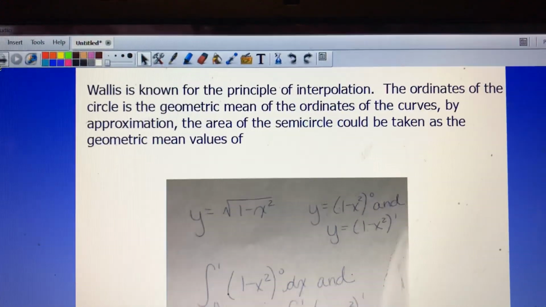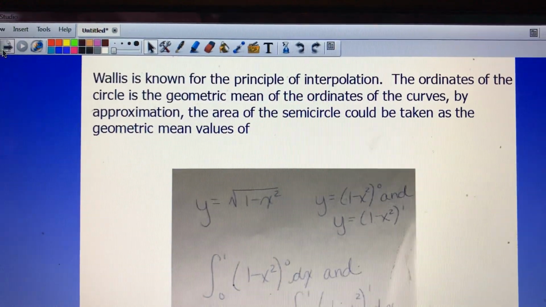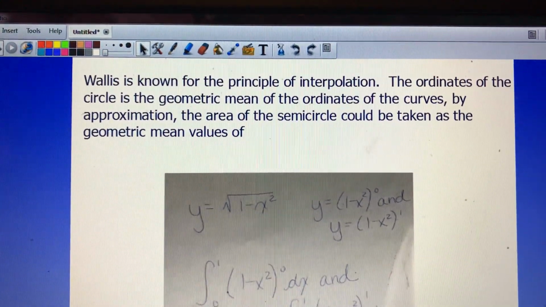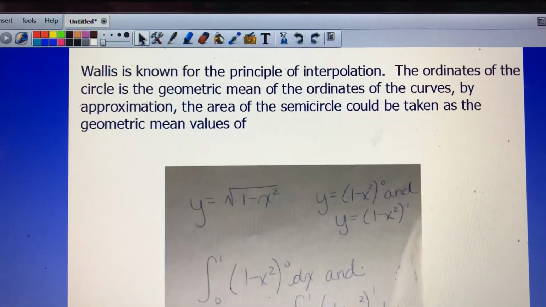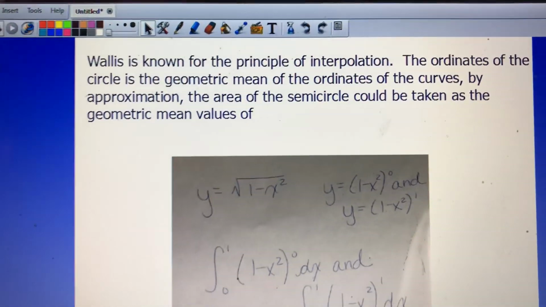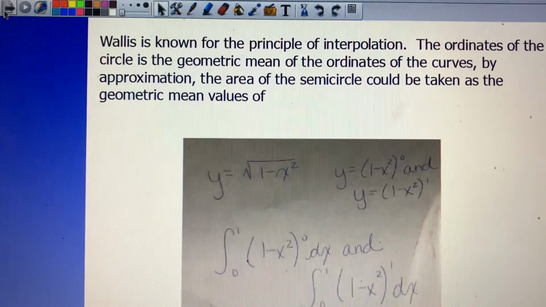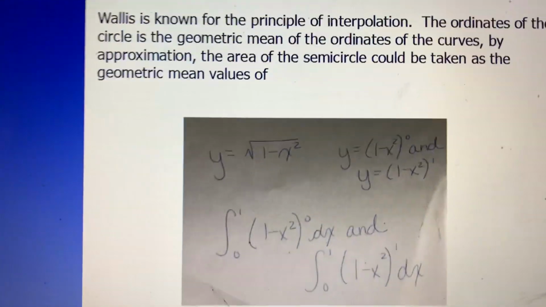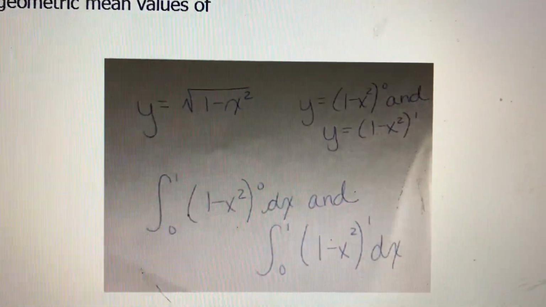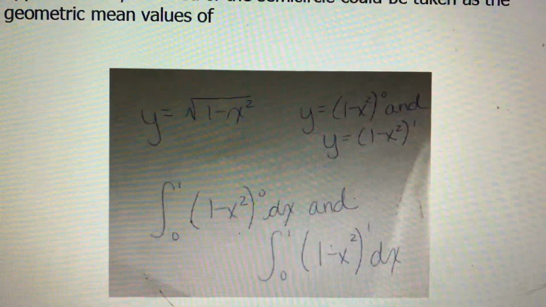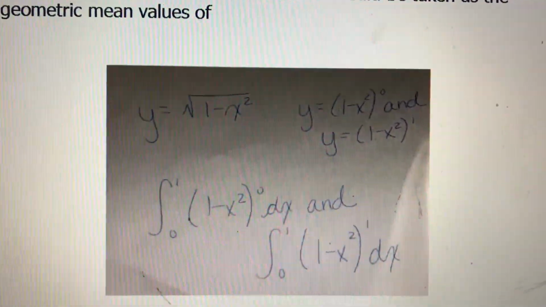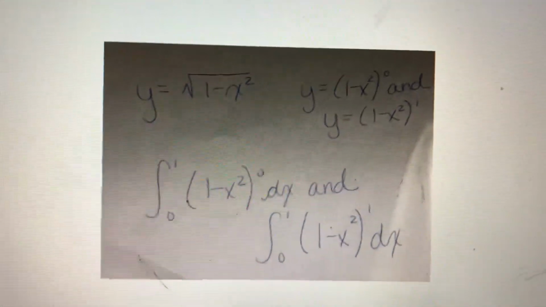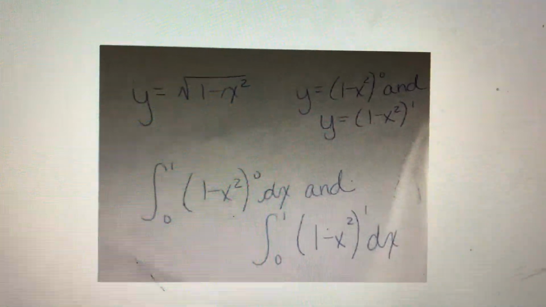Wallis is also known for the principle of interpolation. The ordinates of the circle are the geometric mean of the ordinates of the curve. By approximation, the area of the semicircle could be taken as the geometric mean value of, and again, there are some formulas down there. y equals the square root of 1 minus x squared. y could be this, y could be that, and then it could be the integral of both of those.